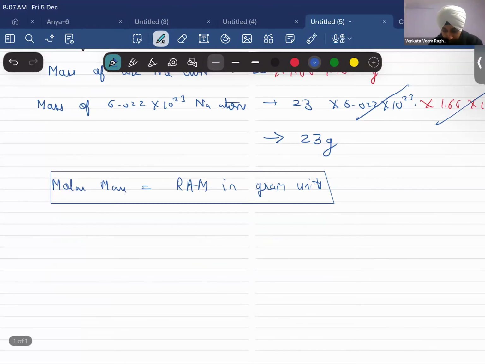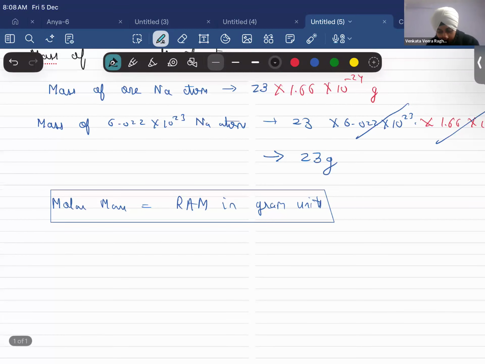If this is clear, then you guys might be thinking that, sir, when we are denoting atomic mass, we denote it using the gram per mole symbol also. But I am telling you to denote it in U units. Sir, why are we not using gram per mole? You can use that as well. But sir, then where is that gram per mole unit coming from?